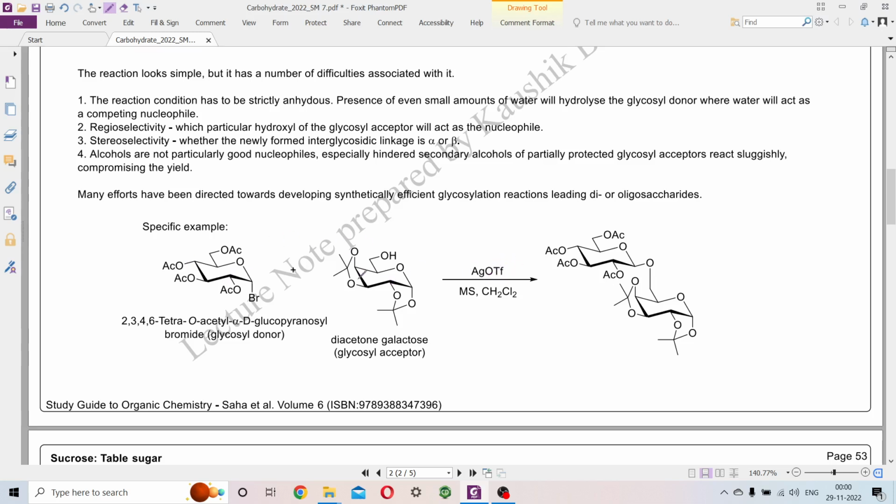Therefore, we can successfully combine these two to get this particular compound, and here the linkage that we observe is beta, although we have started from the alpha bromide, but the linkage that is established is the beta linkage.